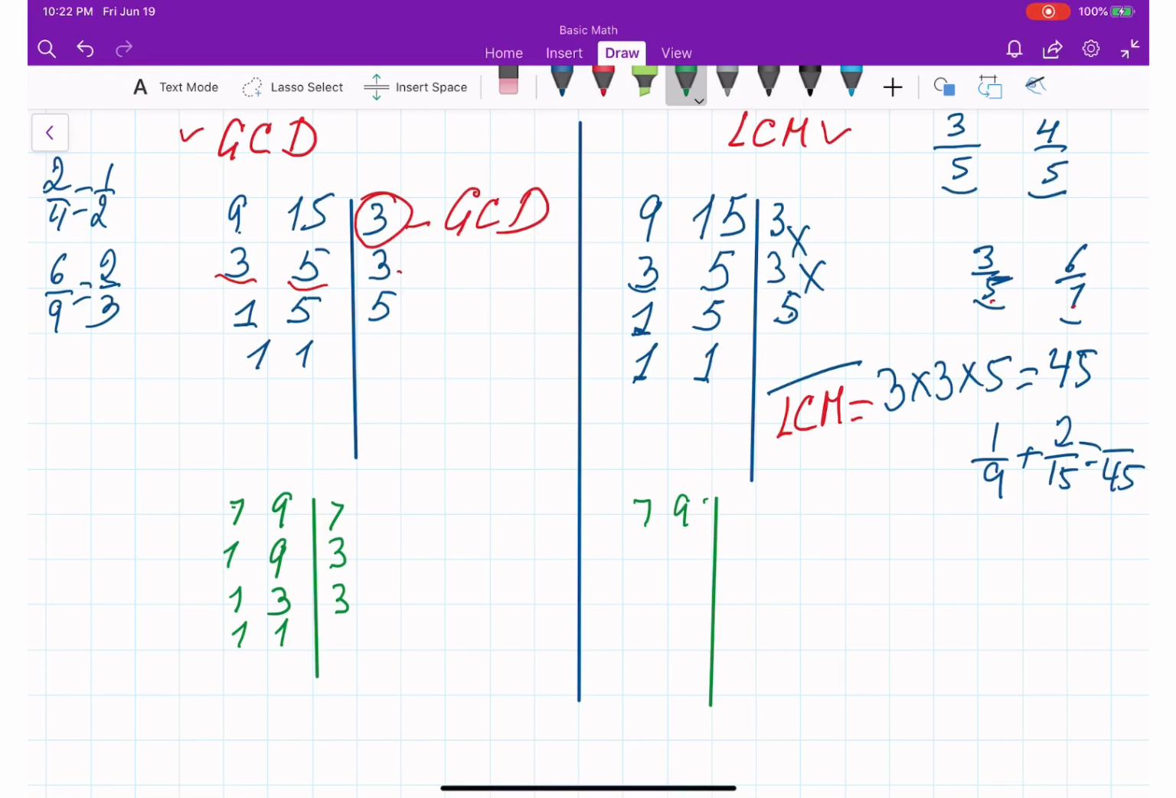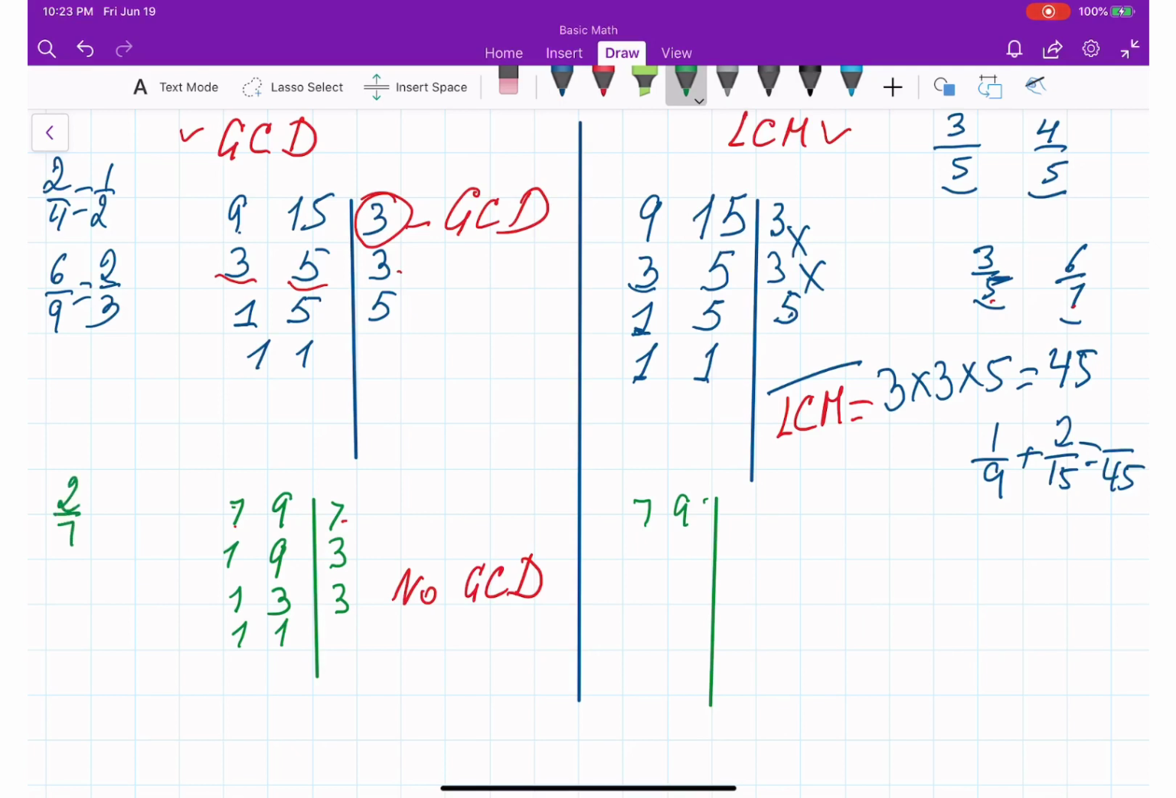But which one did we divide both numbers by? None of them. 7, it's not going to work because we could divide only 7. 3, we divided only 9. 1 is undividable, which means no GCD, we don't have a greatest common divisor.